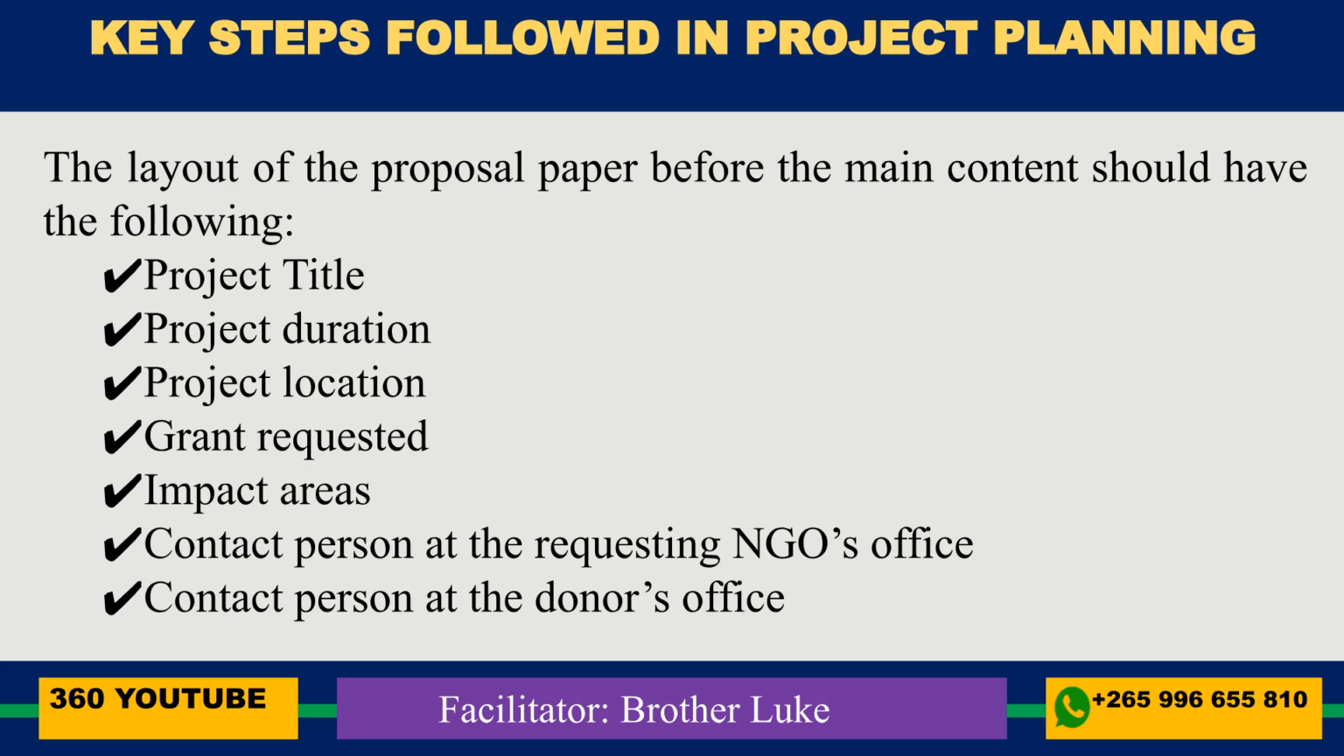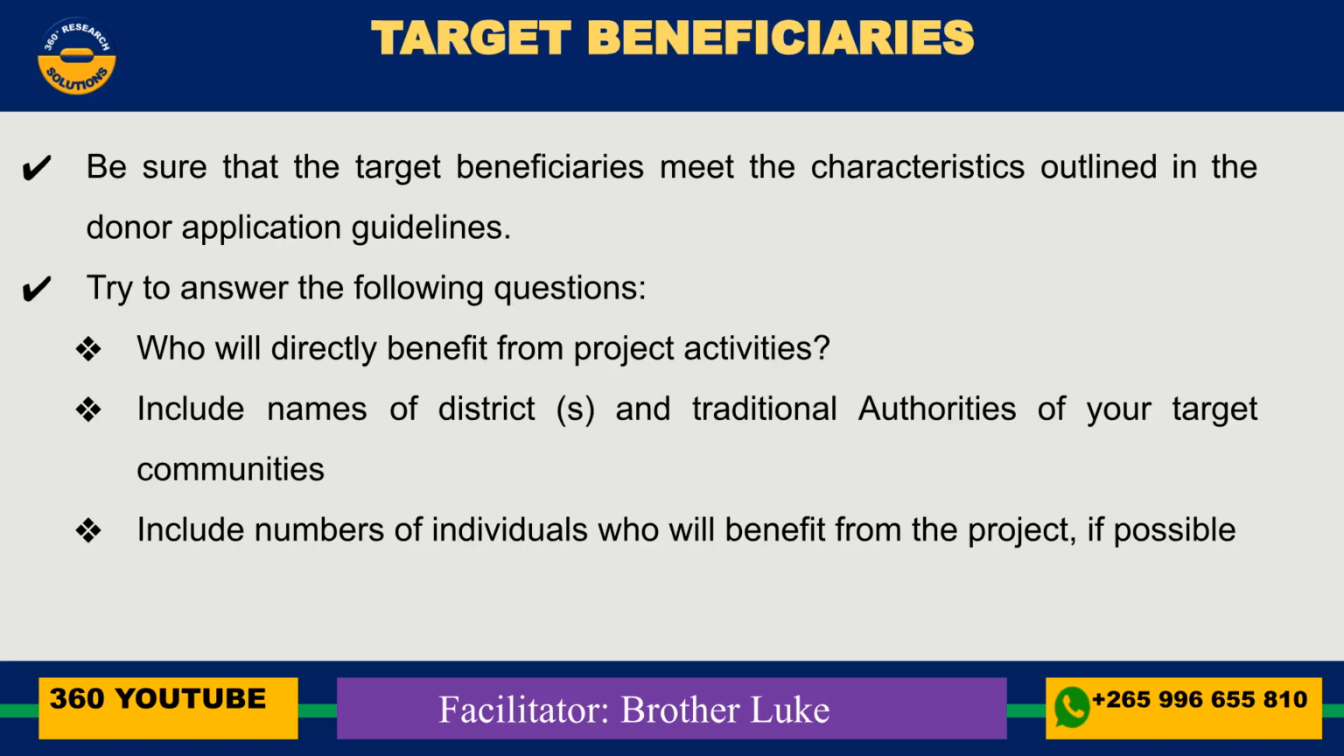The proposal paper should include the project title, duration, location, grant requested, impact areas, and contact information for both the requesting NGO and the donor. Ensure target beneficiaries meet donor guidelines. Identify who will directly benefit, including districts, traditional authorities, and the number of individuals if possible.